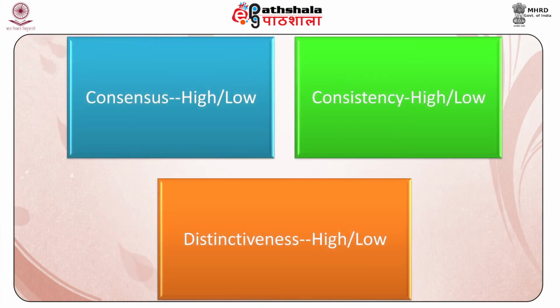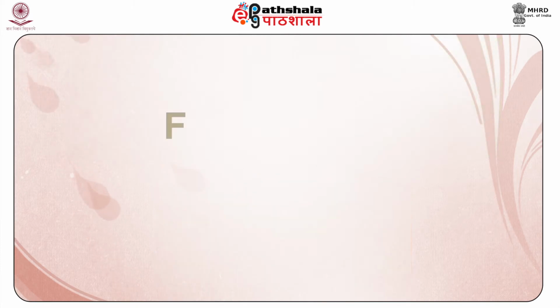The factors affecting internal and external attribution are: first, distinctiveness. What is distinctiveness? It is the consistency of a person's behavior across situations. The next factor is consensus. What is consensus? It is the likelihood of others responding in a similar way. The third one is consistency. It is whether an individual responds in the same way across time.